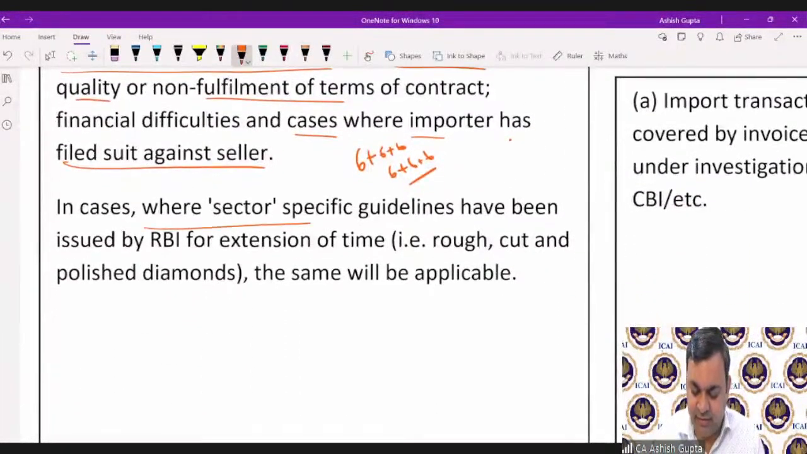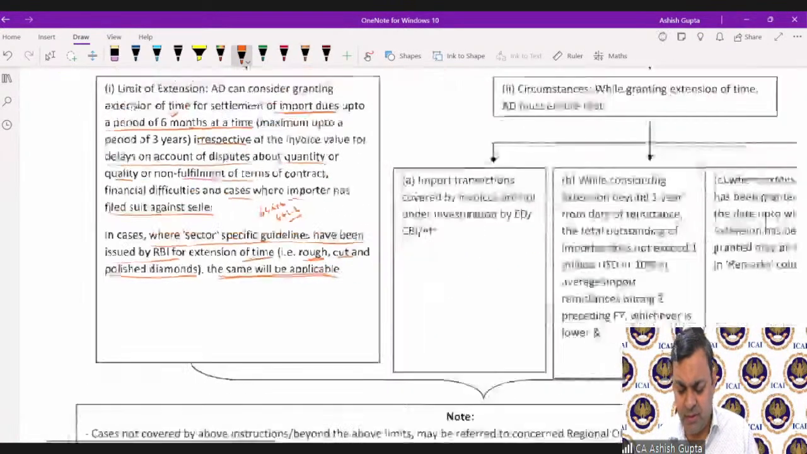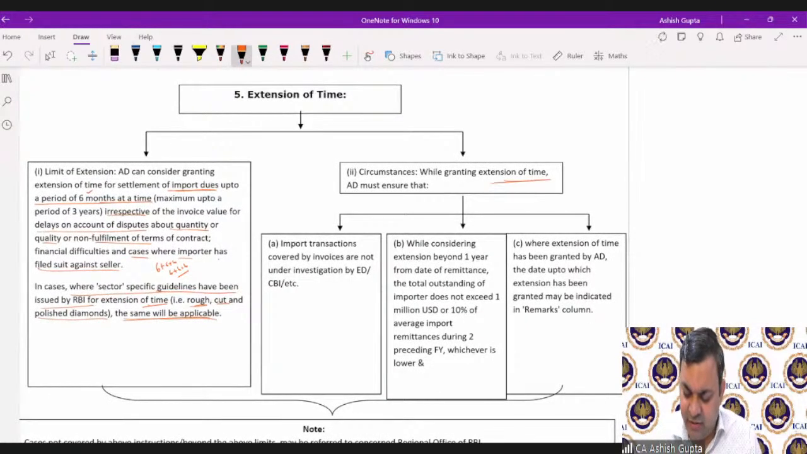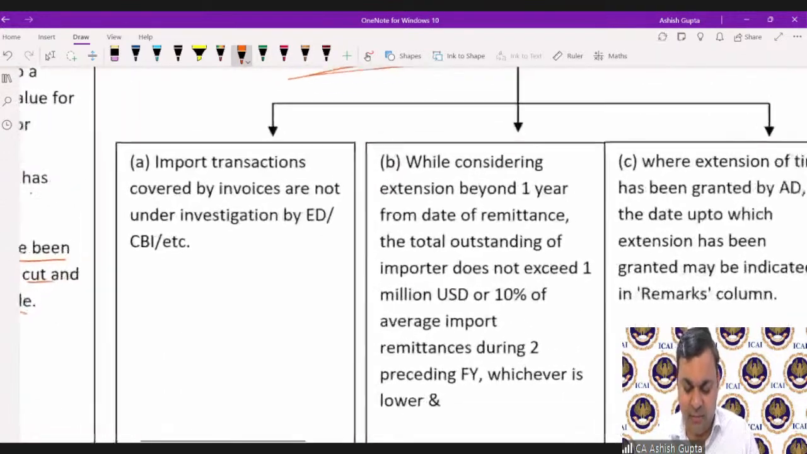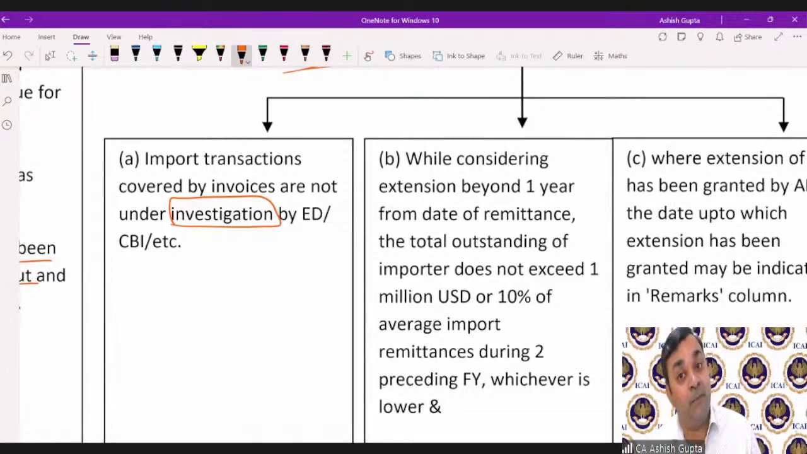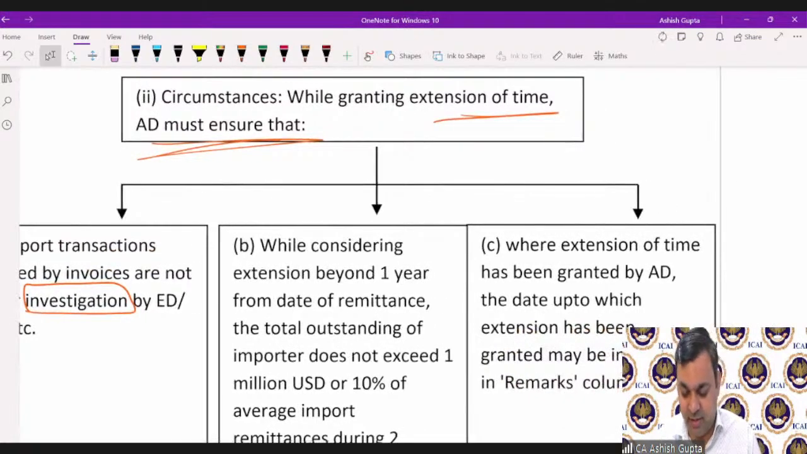In cases where sector specific guidelines have been issued by the RBI for extension of time, that is rough cut and polished diamond, the same will be applicable. Circumstances while granting extension of time: AD must ensure that import transactions covered by invoices are not under investigation by the Enforcement Directorate or CBI, right? Investigation should not be done by these.